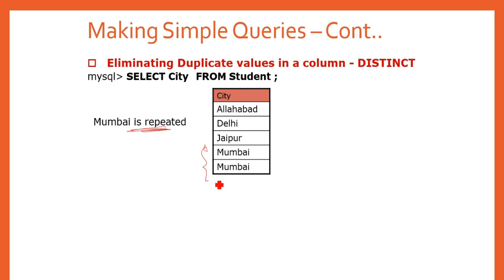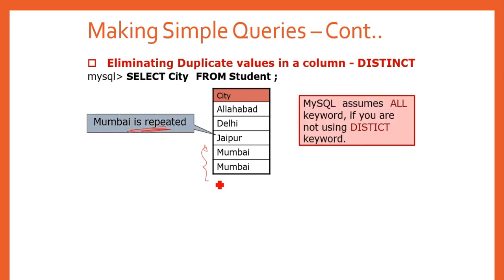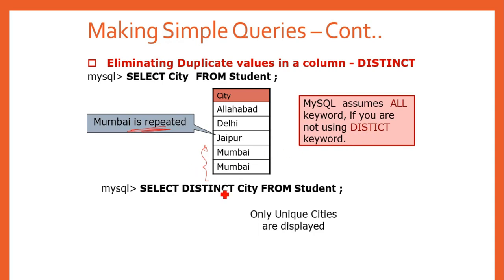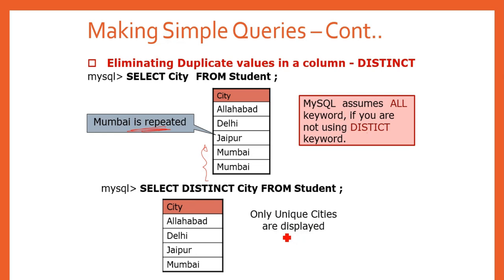For this, we can apply distinct. So how to write it? Select distinct city from student. Only unique cities will be displayed. You can see here, Mumbai is removed because it is duplicated. So this distinct command is used to eliminate the duplicate data. Okay, I hope it is clear.